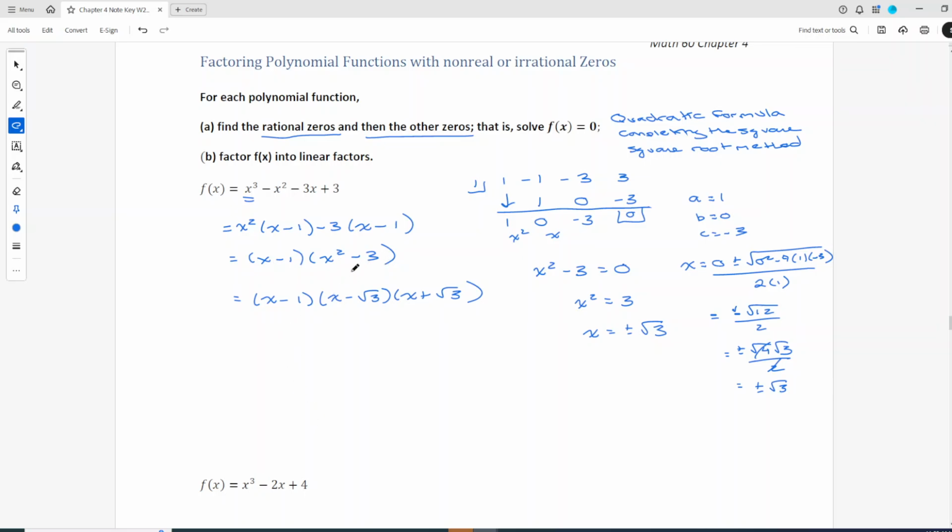Method 1, kind of a difference of squares. Method 2, square root method to find the zeros of the quadratic function and then put them in as a product of linear factors. Or quadratic formula, if you love the quadratic formula. Okay, let's do the next one.